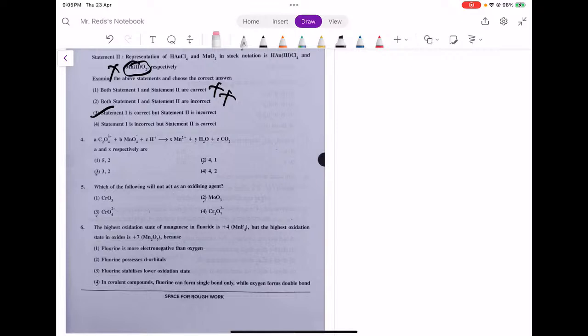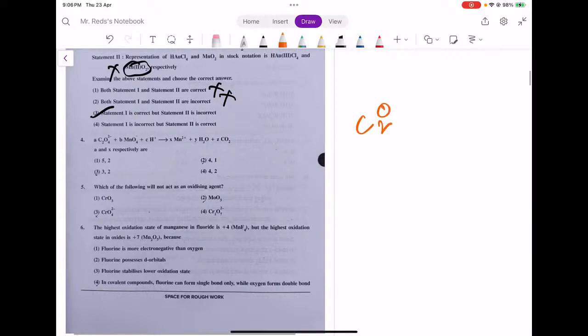C2O4 2- oxalate ion plus MnO4 - permanganate ion in the presence of H+ ions produces x Mn2+ plus y H2O plus z CO2. A and x are respectively. First you have to know the change in the oxidation state of the elements.